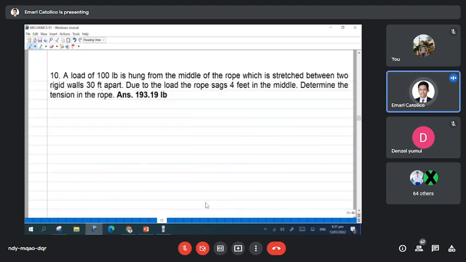Number 10, a load of 100 pounds is hung from the middle of the rope, which is stretched between two rigid walls 30 feet apart. Due to the load, the rope sags 4 feet in the middle. Determine the tension in the rope. So we have a rope, and we have fixed supports 30 feet apart. So let's say this is our support, in red. So 30 feet is the distance between our two supports.